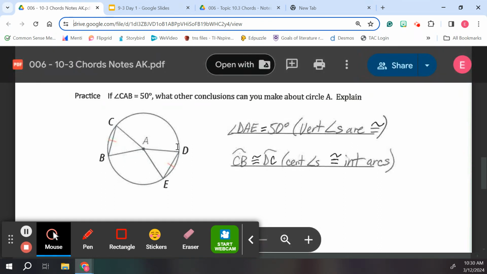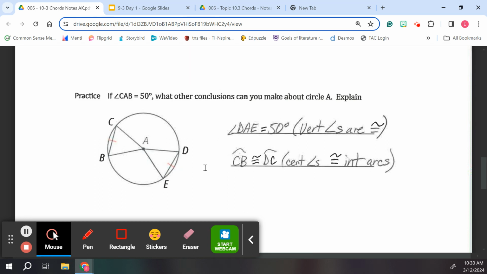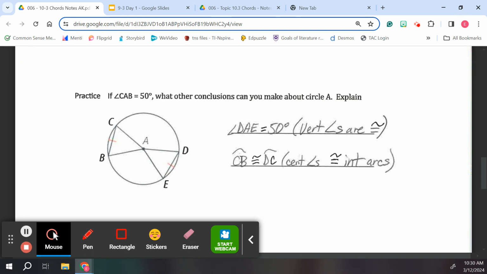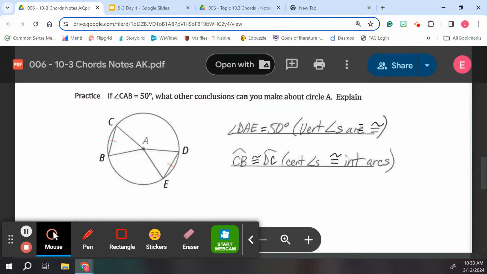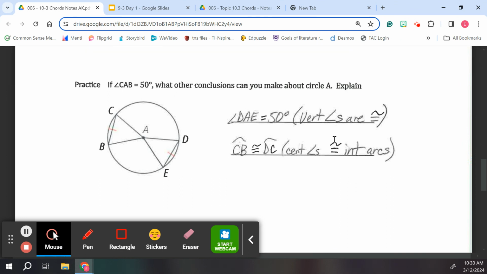But CB and DC would be congruent because since these two chords are congruent, the central angles end up being congruent, but that also means the arcs are also congruent, okay? Sorry about the vertical angles. I don't know why that's in there. Someone made a mistake. Any questions?